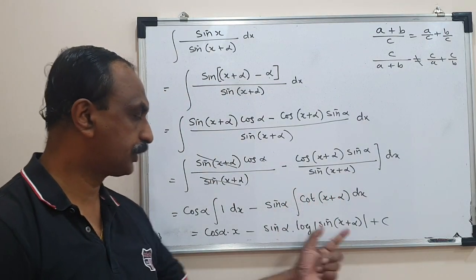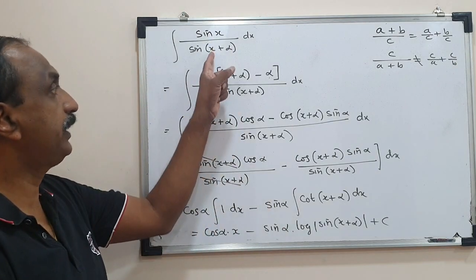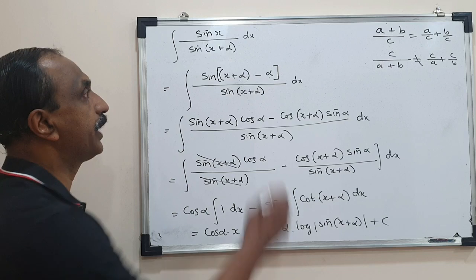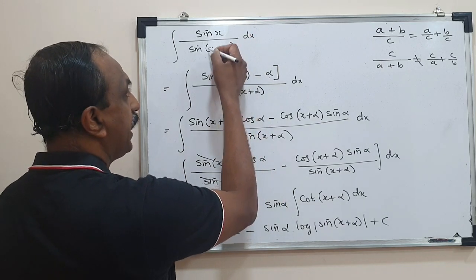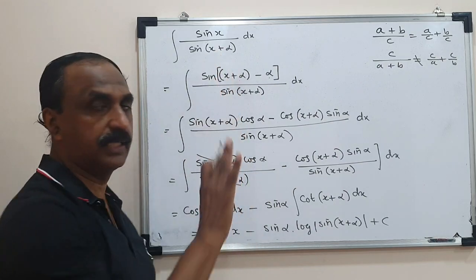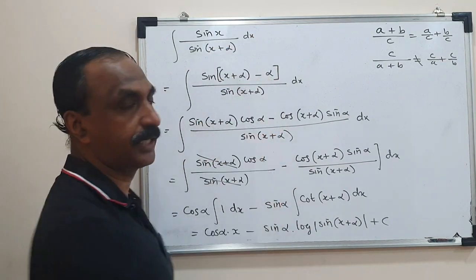Cot integral is log sin. Integral of 1 is x. Hence we get the answer. So if the denominator is having a plus sign, bring the same angle in the numerator. Remember that my aim is to bring the same angle in the numerator, not in the denominator. Whatever is given in the denominator should be kept as it is. So add one alpha and subtract one alpha.